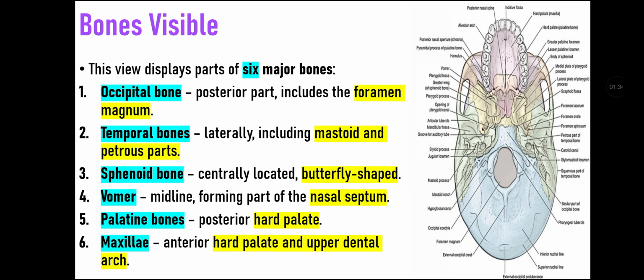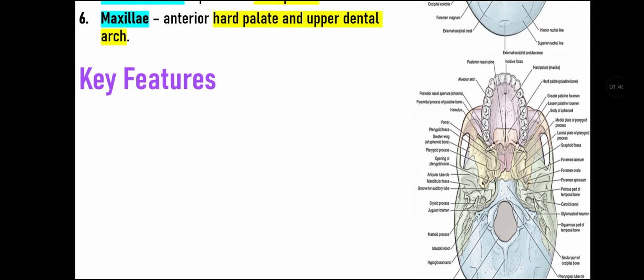Next is maxilla, that is anterior pink color bone. You can see is maxilla. It is anterior. It forms anterior hard palate and upper dental arch. As you can see here in the diagram, all of the upper teeth are present in the maxilla.